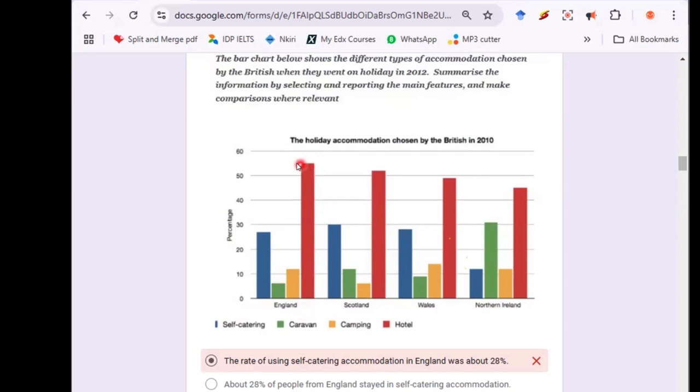55% of the British, or we can just say 55% of what? Of English individuals, or the English. 55% of the citizens of England stayed in what? Hotels during their holiday. That's just for this first part for England.